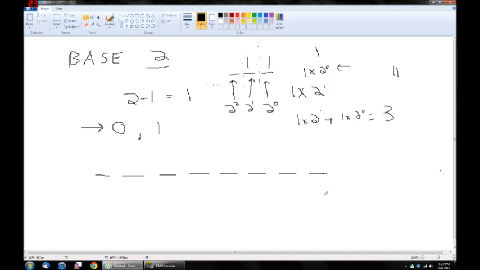Okay, so we know the first digit is always 2 to the 0. The second digit is always 2 to the first. Third is 2 squared, 2 cubed, 2 to the fourth. And keep in mind, these are the maximum value at that digit. So if we only have 2 cubed and the rest are 0, what we have is 2 cubed is 8 plus 0 plus 0 plus 0. So 1 0 0 0 in binary is equal to 8.